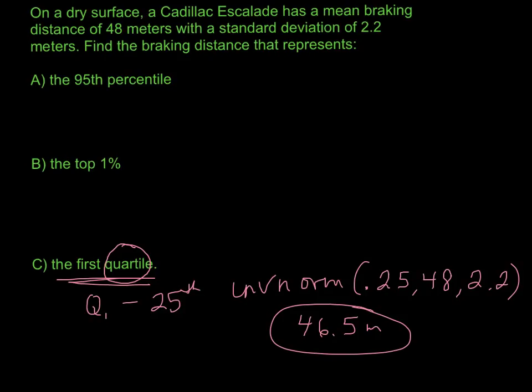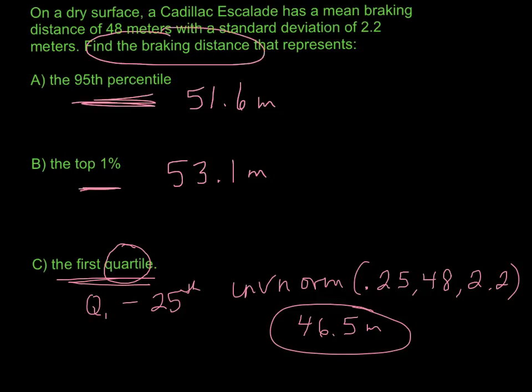So just to fill them all in, since I erased them as I went, the 95th percentile braking distance was 51.6 meters. The top 1%, which is really the 99th percentile, was 53.1 meters. And the first quartile is represented by the braking distance of 46.5 meters. When you're doing these problems where you're going backwards, where you start with a percentile and you want to get back to the real life distance, make sure you put your units, meters, dollars, pounds, whatever it is you're talking about.